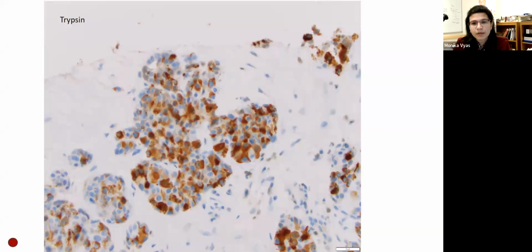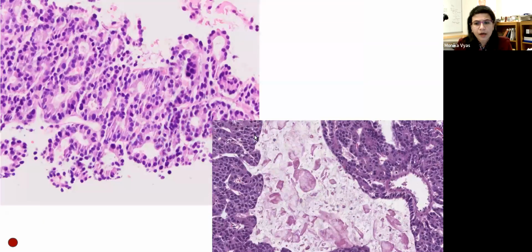So immunohistochemically, in this case, trypsin was sent out and it was positive. We can see this nice granular positivity for trypsin granules within the cytoplasm. And again, as Matt mentioned, they can have various morphologies. So here's an example of the acinar type morphology in these.